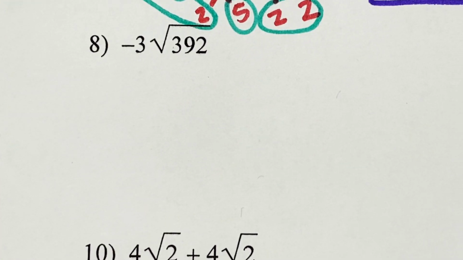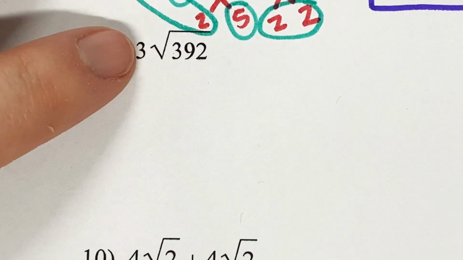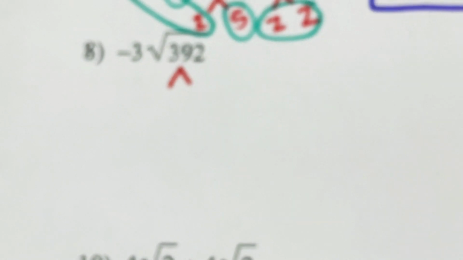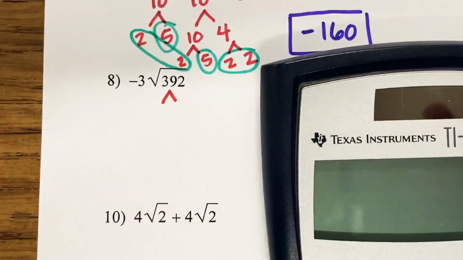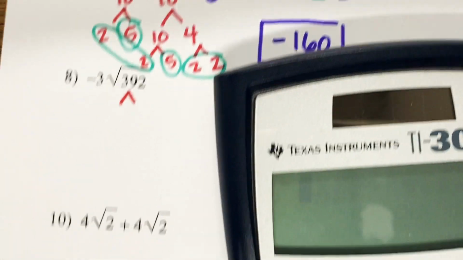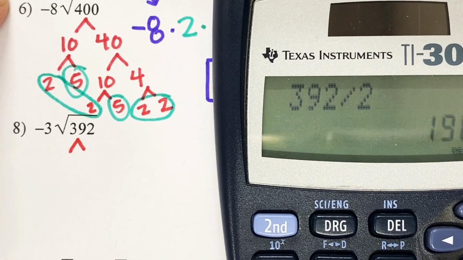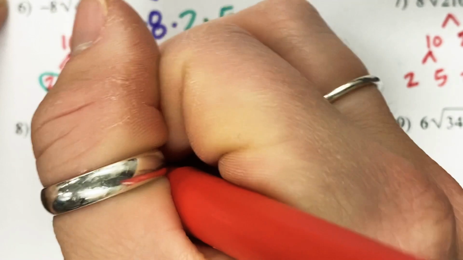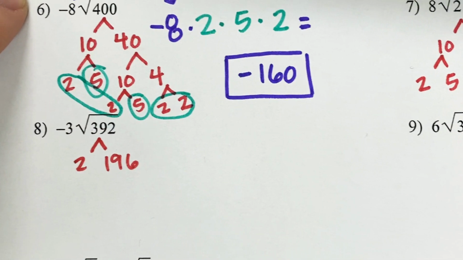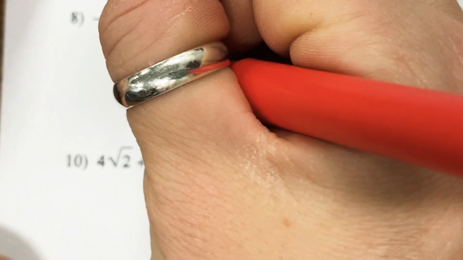Alrighty. Let's do it again on number 8. So I have 392 that we're worrying about right now. We're going to ignore the -3 for now. Okay, 392. Well, this is an even number, so let's go ahead and divide it by 2. Let me zoom in just a little bit more. 392 divided by 2 in my calculator gives me 196. So 2 and 196. Now let's divide 196.